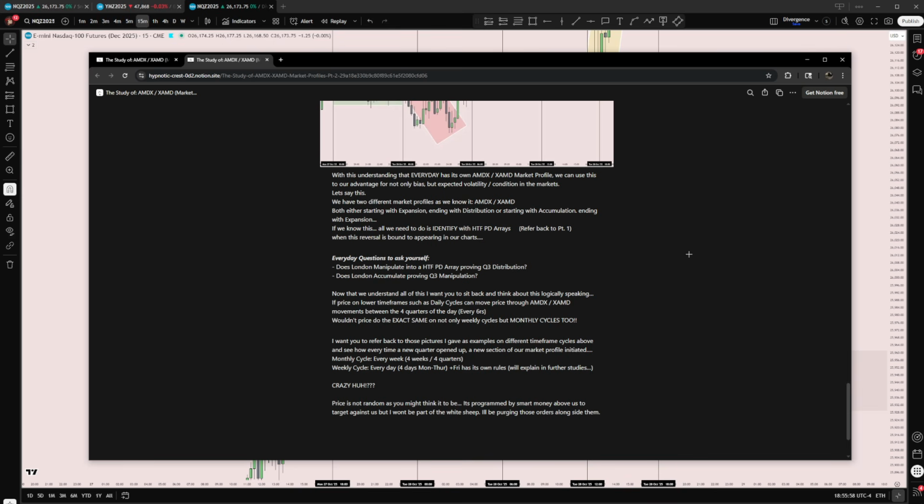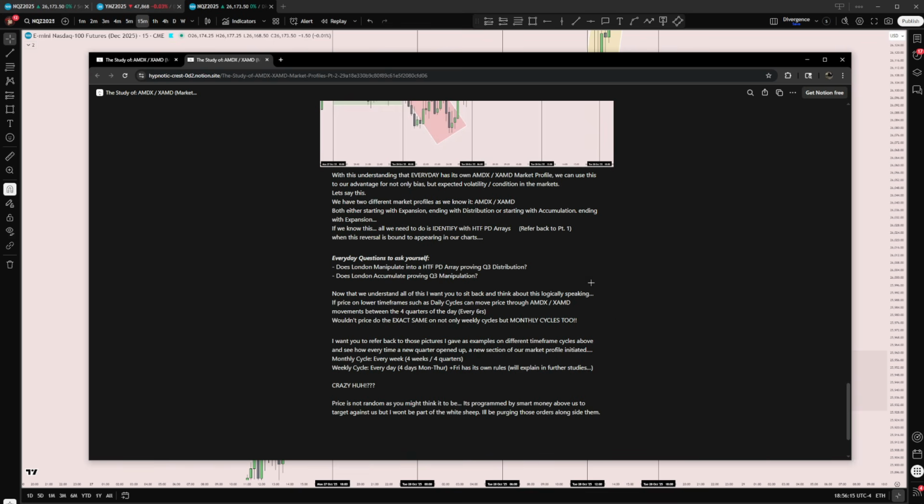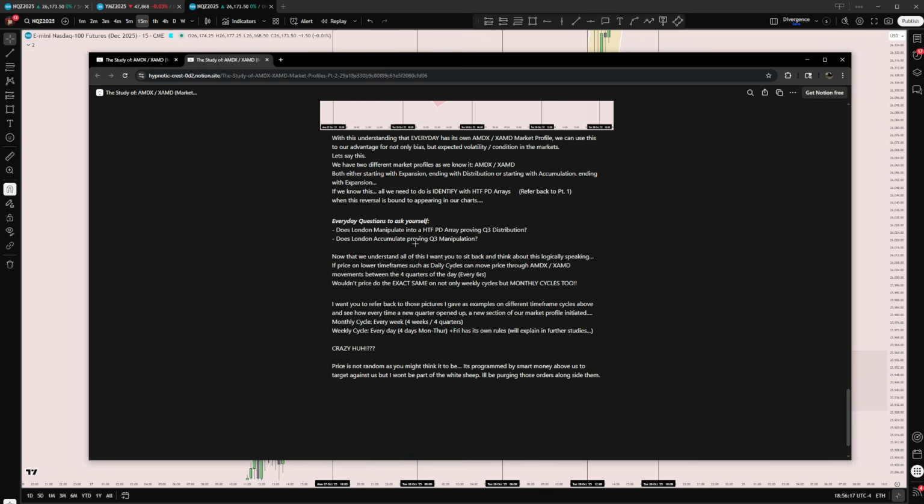Everyday questions to ask yourself when coming into the chart. Now, we just spoke about this. Does London manipulate into a high time frame PD array, proving AM or quarter 3 to distribute, which happened today? London proved that AM was going to pump. Does London accumulate, proving Q3 manipulation? Does London accumulate not into a high time frame PD array, meaning Q3 AM is going to do it? That's a different scenario. That's meaning we have an XAMD scenario, not an AMDX like we did today.